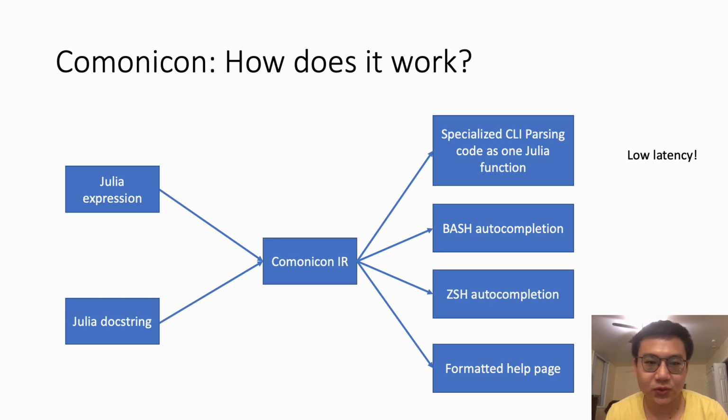Alternatively, if you don't like the interface, you can also generate the Comonicon IR directly by hand. This gives you a much more flexible way to create the corresponding CLI by yourself.